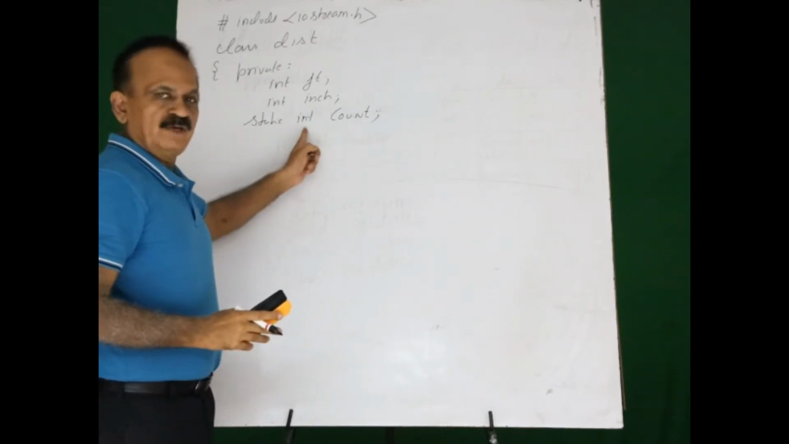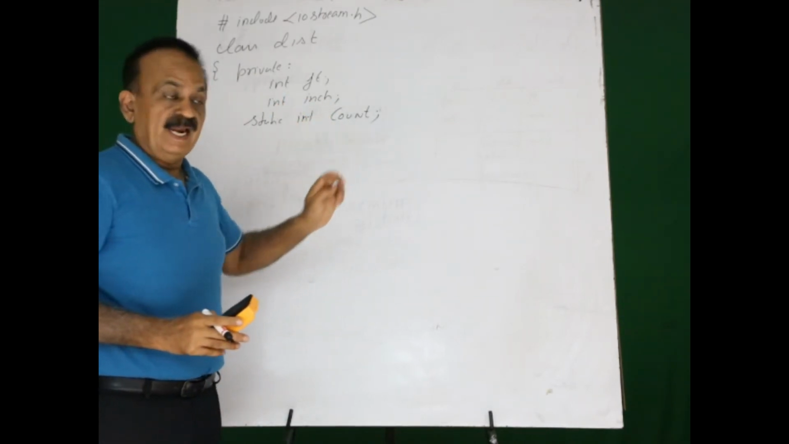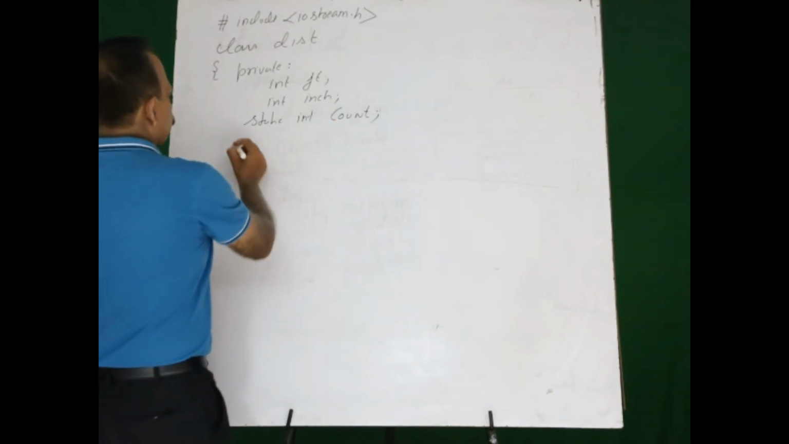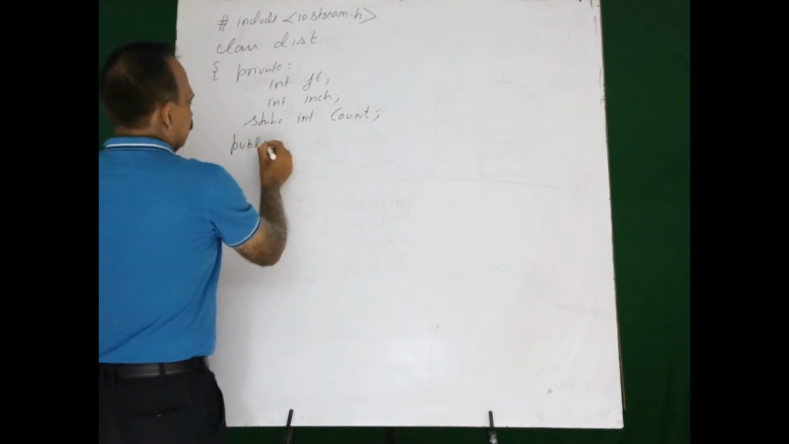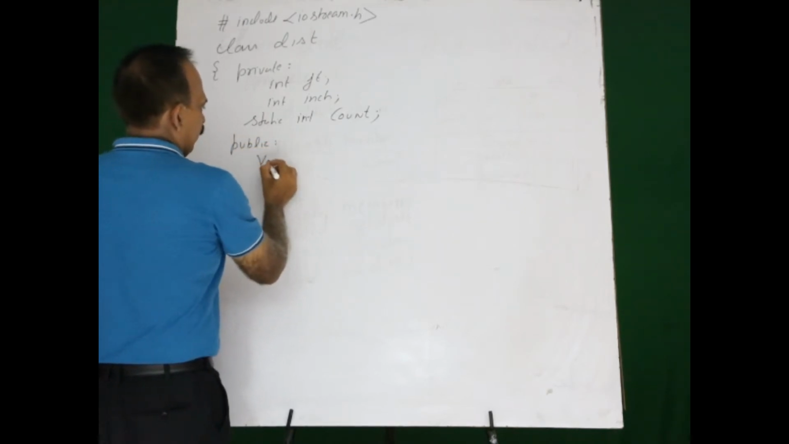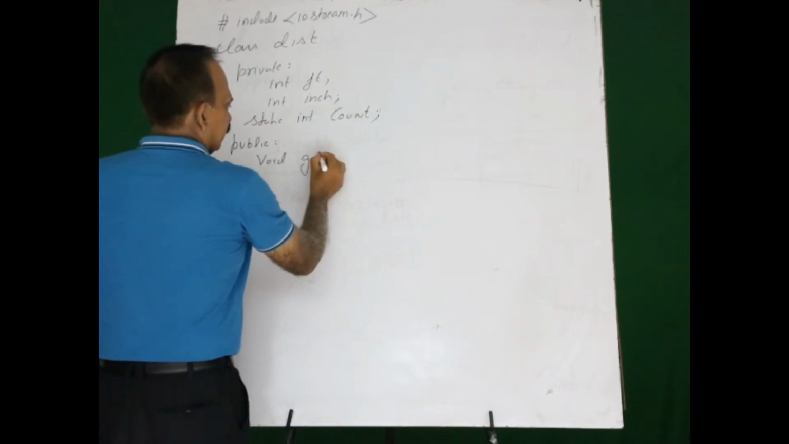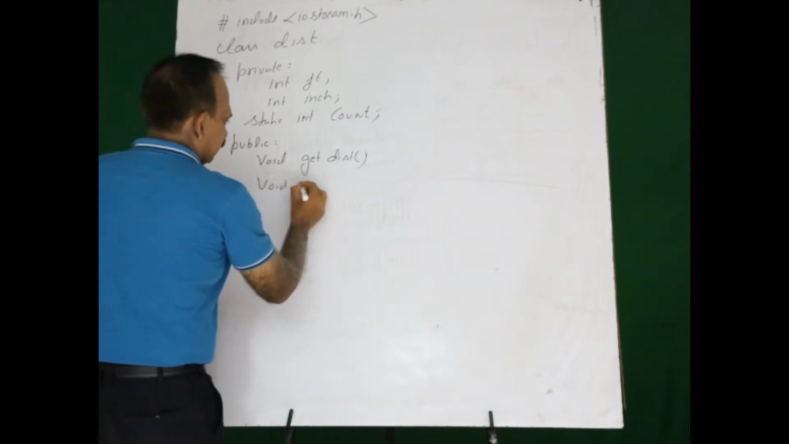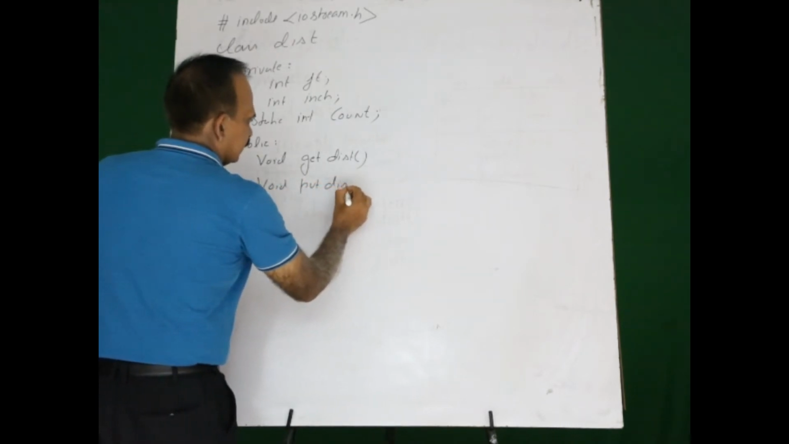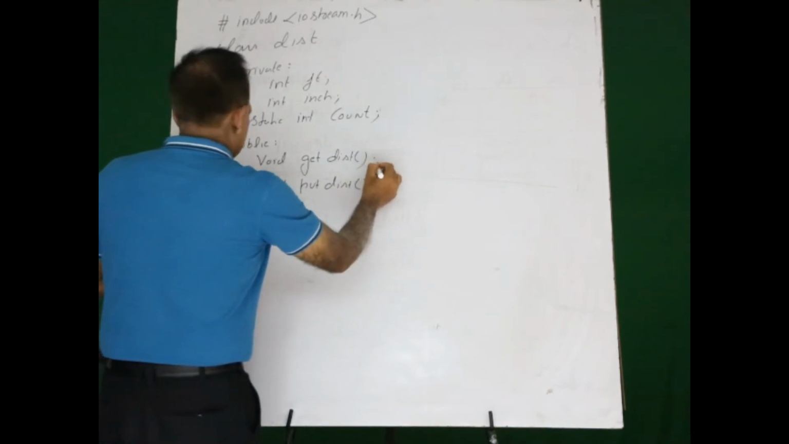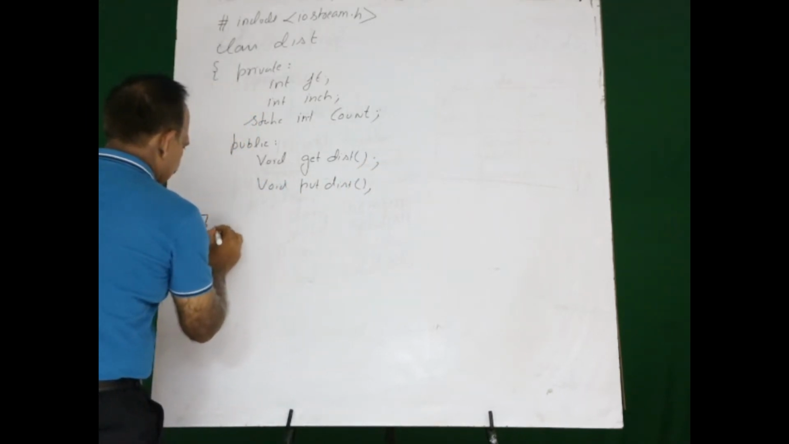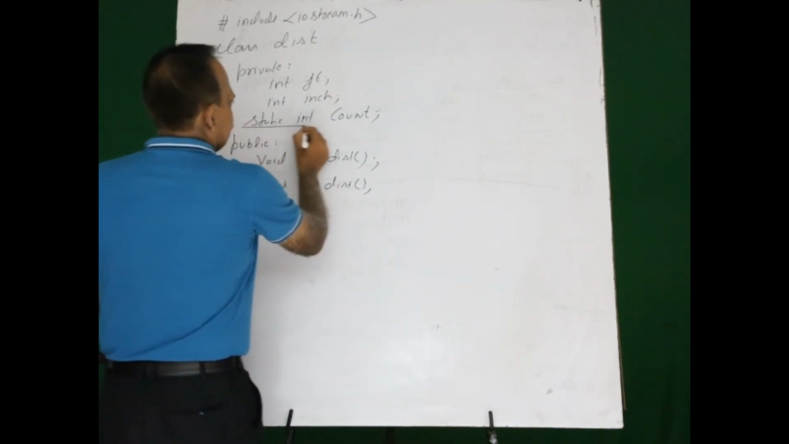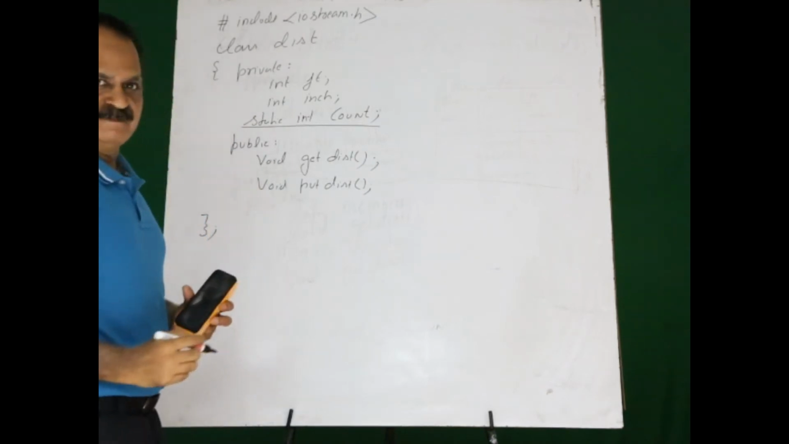Now one copy of this will be created for every object, and the other one will be automatically initialized to 0. Public, I say two member functions: void get distance and void put distance. These two are the functions for input and output of distance. This is basically the static data member declaration.